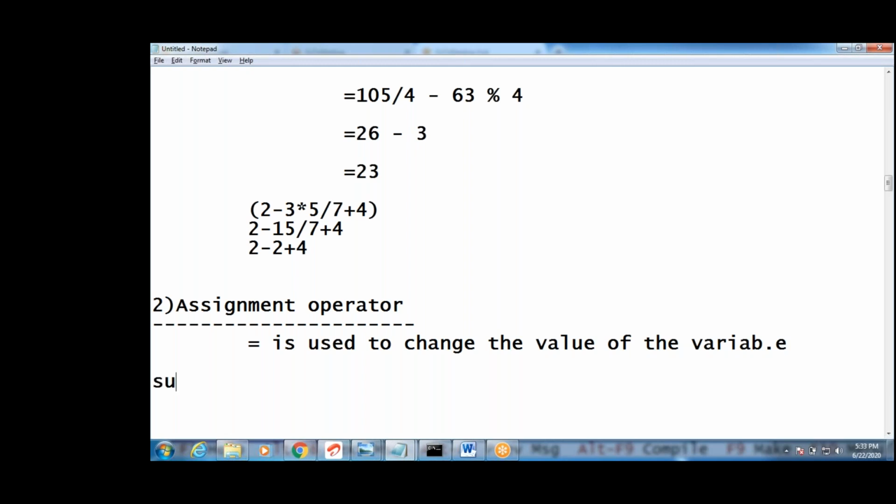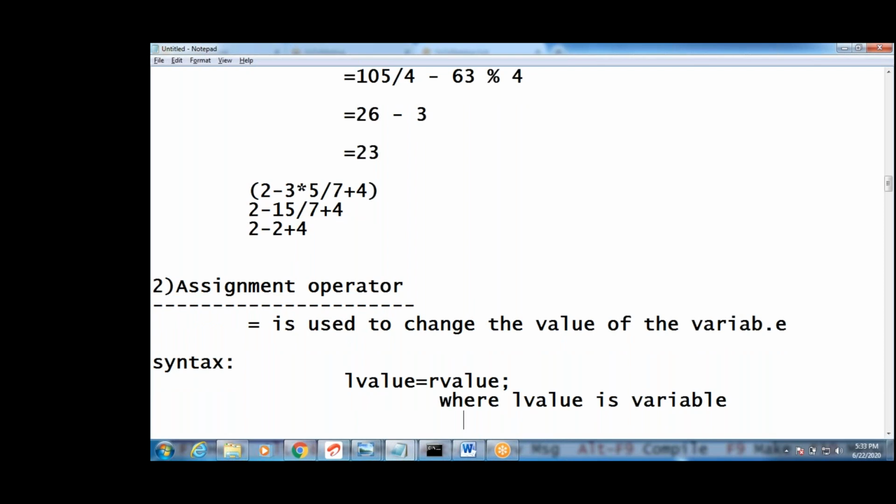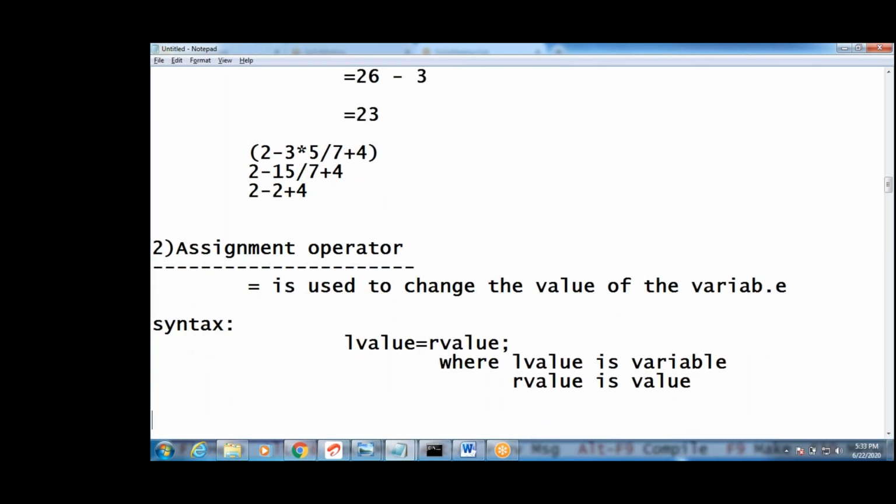What is the syntax? We can write the syntax: L value equals to R value, left side value equals to right side value. L value means the full form is left side value, guys. L value is a variable. What is R value, guys? R value is right side value. Left side, a variable is required; right side, a value is required. Clear?